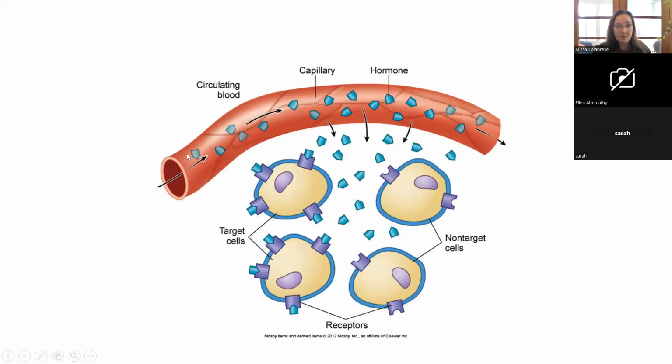Okay, so if we're looking at a hormone going through the blood, some cells have a receptor, some cells don't, right? These non-target cells don't have a receptor for that hormone, so you can throw as much hormone at those cells as you want, they're not going to respond because they don't have a receptor for it.